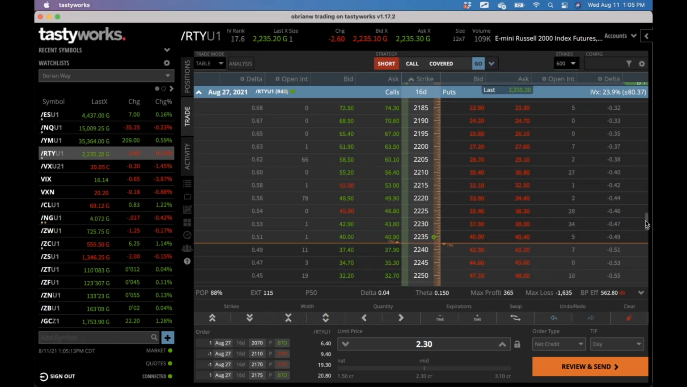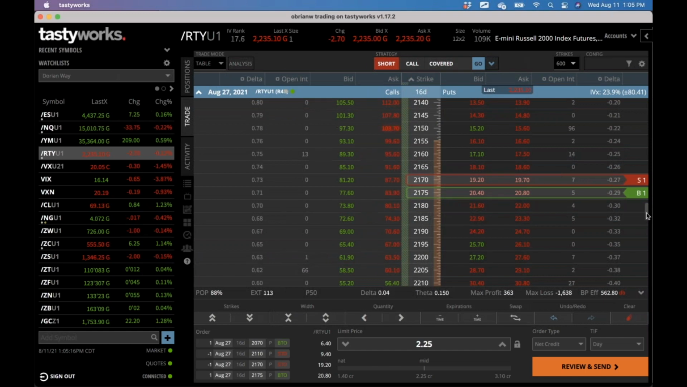All right, so we have this geared up already, and the bullish bear is buying a put spread and selling a put spread simultaneously.